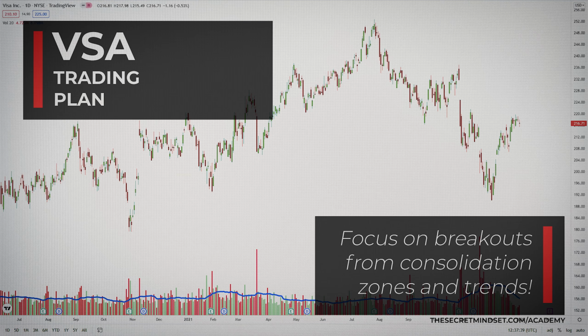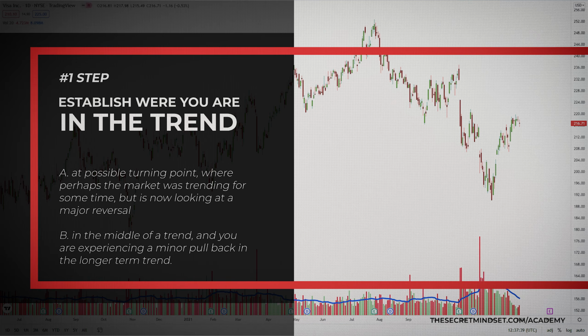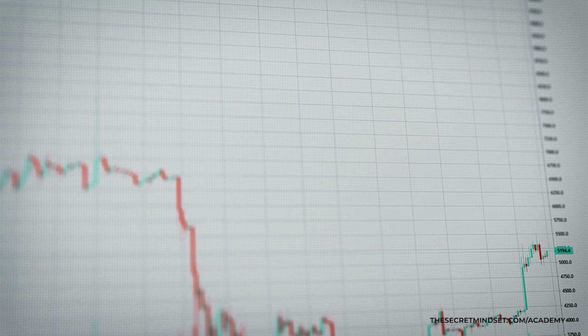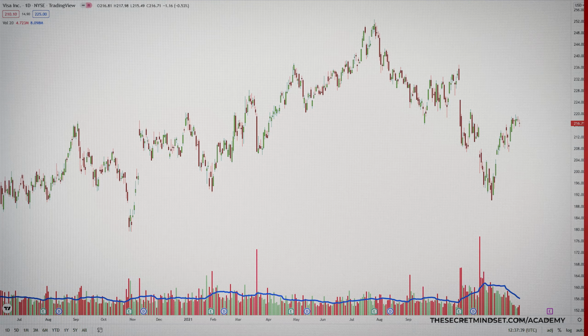Trends are equally important. Whenever you see a divergence which sets the alarm bell ringing, the first step is to establish where you are in a trend. For example, are you at a possible bottom, where perhaps the market has been selling off for some time, but is now looking at a major reversal? Or perhaps you are in the middle of a trend, and you are experiencing a minor pullback or a reversal in the longer-term trend. Deciding where you are in a trend is where you bring in some of your other analytical tools, which then help you to confirm the VSA.